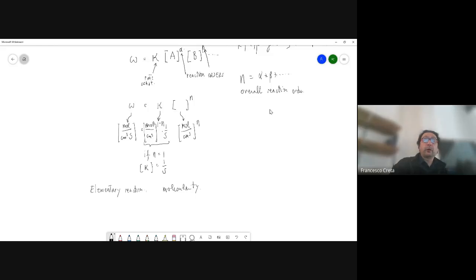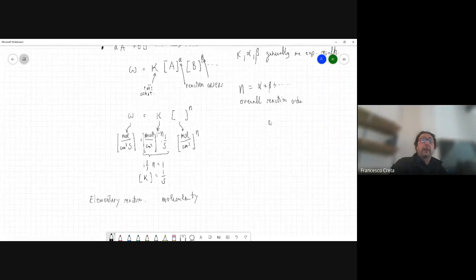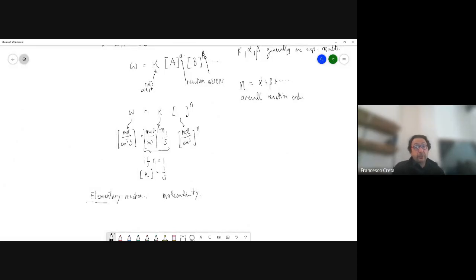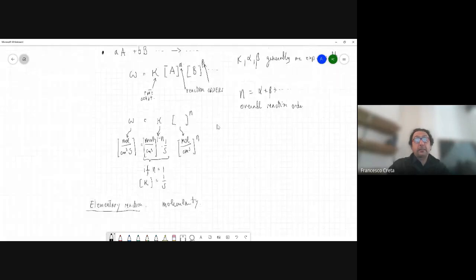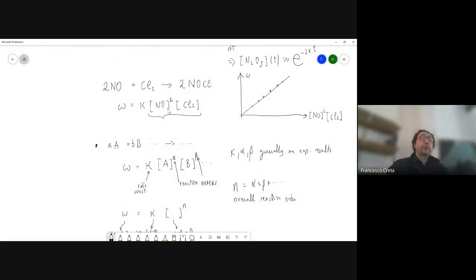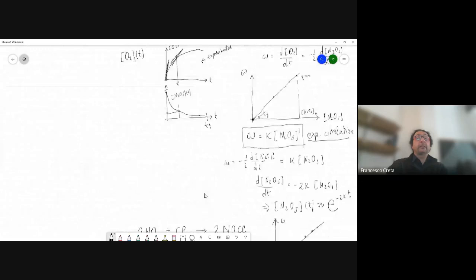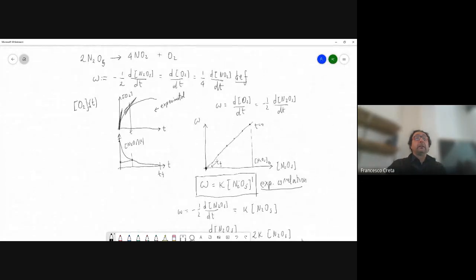Now I will leave you with the conclusion of this discussion: having introduced elementary reactions, for these elementary reactions we find that the reaction orders, alpha and beta, are always equal to the stoichiometric coefficients. So that explains, and I'm going to go over this next time, why, for example, in this particular case, the reaction orders are exactly equal to this. And in this particular case, on the other hand, here, you see, it was not.